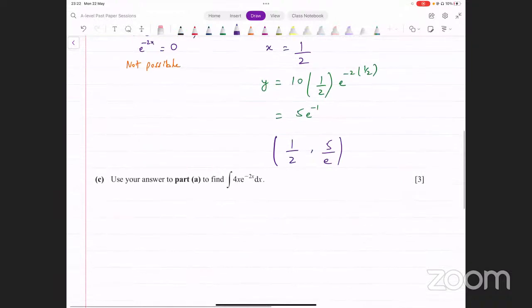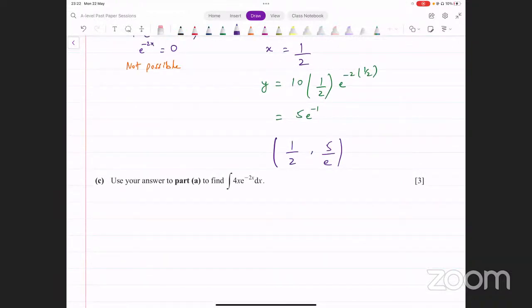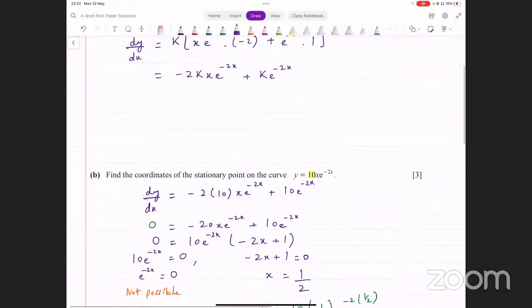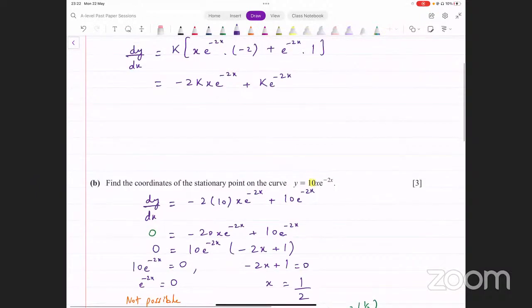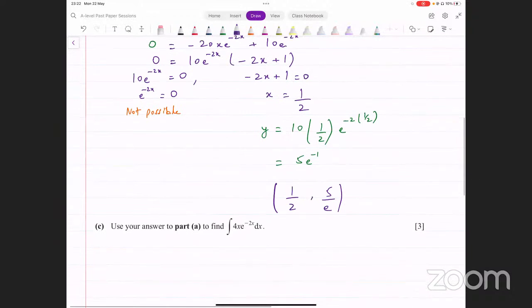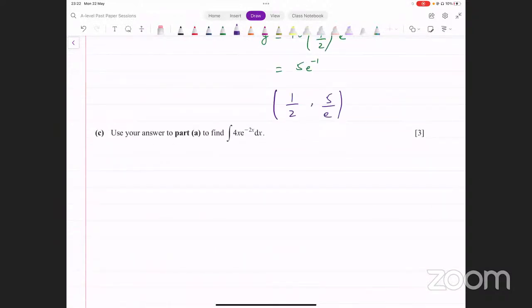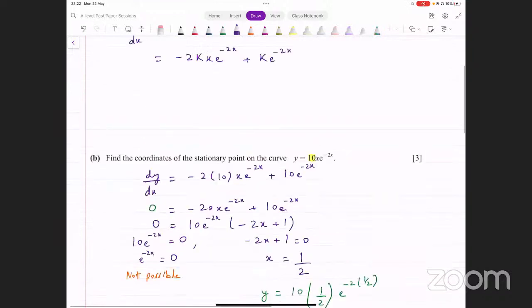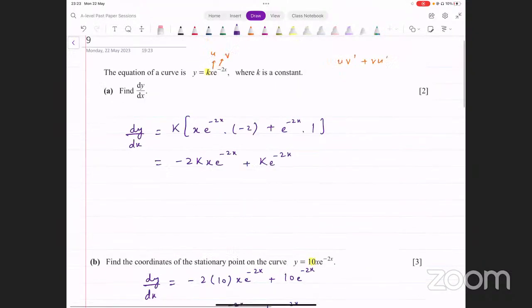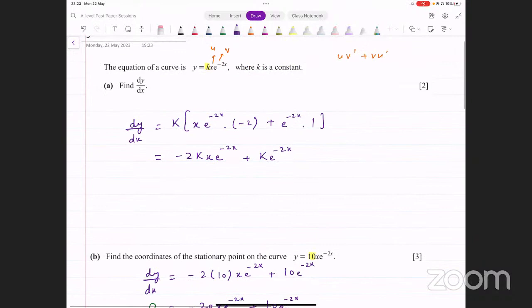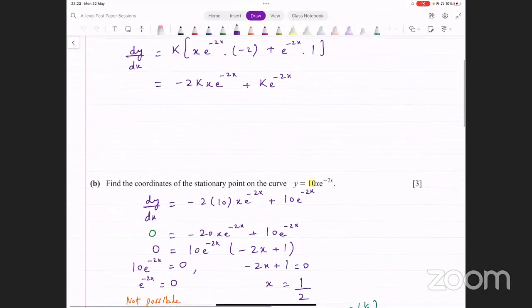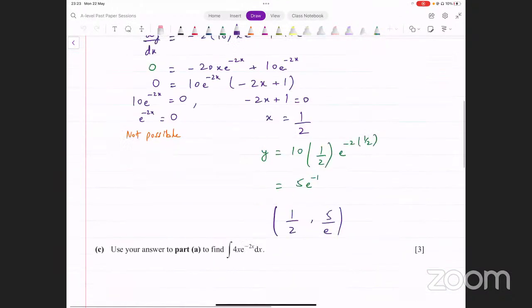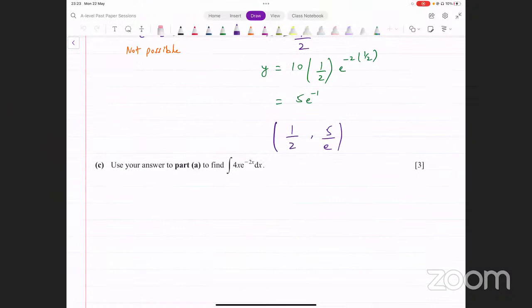Part C of this. Now it says use part A to find the integral of 4x e raised to power minus 2x. Okay. All right, that is interesting. So we have to use that part to evaluate this integral somehow. Okay, now what did we do in the first part? Let me write that down here. He has mentioned part A.